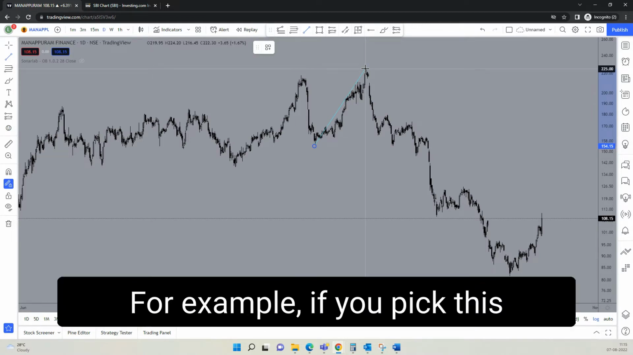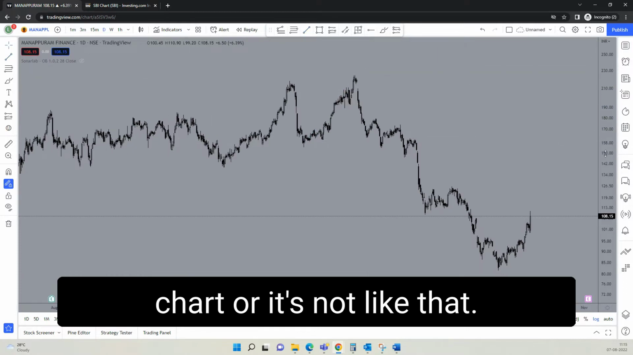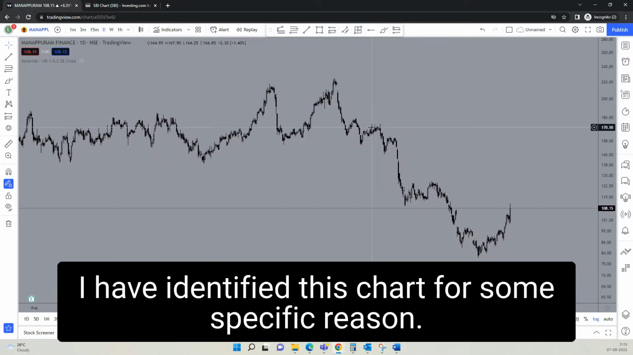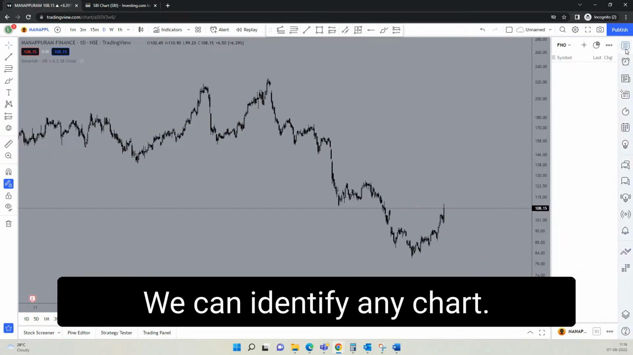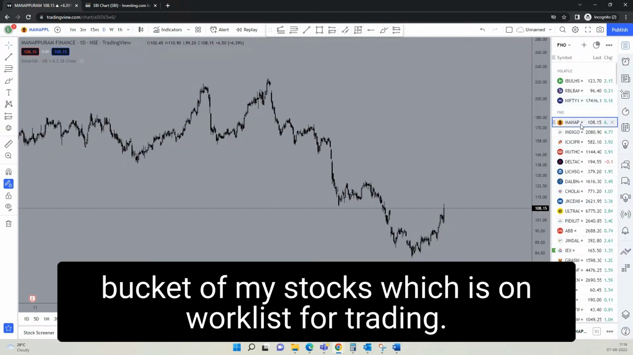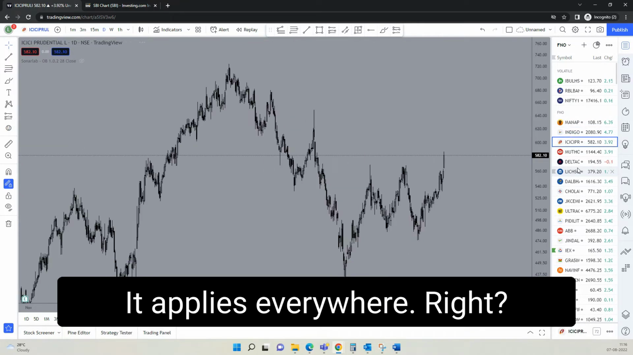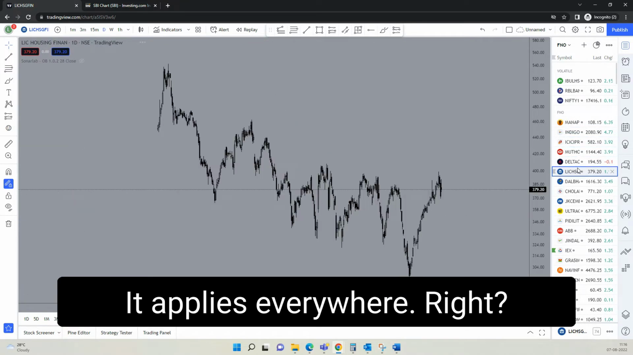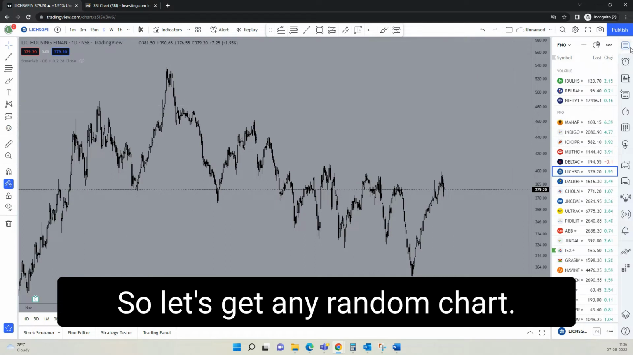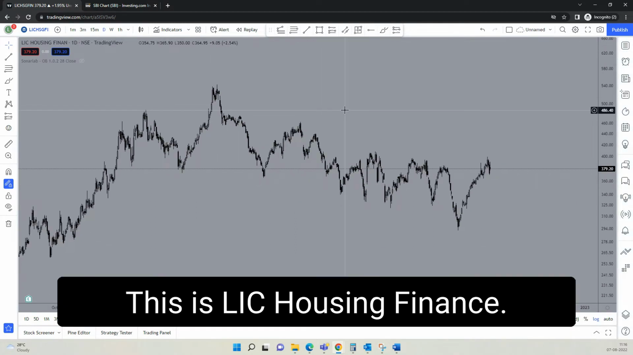For example, if you pick this chart, I have picked this chart for some specific reason, but we can identify any chart. These are the F&O stocks which I usually use as a bucket of stocks on my watchlist for trading. If you pick any of these stocks, the concept is the same, it applies everywhere, right? So let's get ahead. Any random chart. Okay, this is LIC Housing Finance.